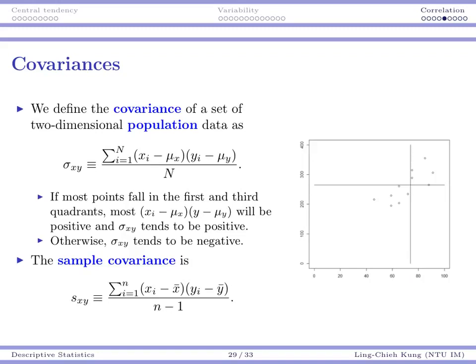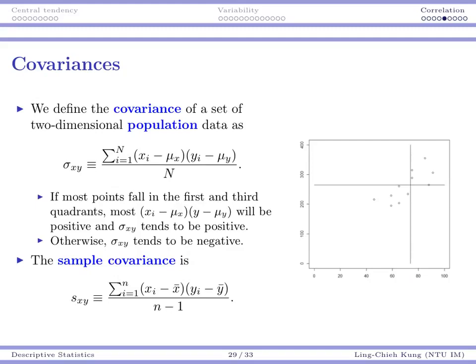So based on this intuition, we define the covariance of a set of two-dimensional population data as this, sigma xy. For each data point i, we calculate the product of xi minus mu x times yi minus mu y. For all the products, we sum them up and take the average. So that means if most of the data points are here or here, then we would have a large summation, because most numbers are positive. If most data points are here or here, then we would have a negative summation. Then we say we have a negative relationship.